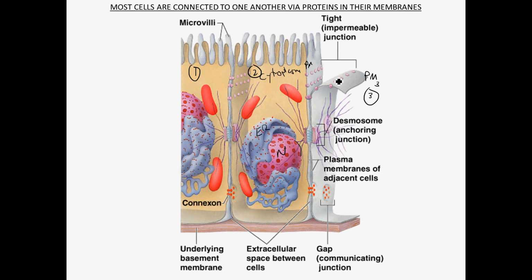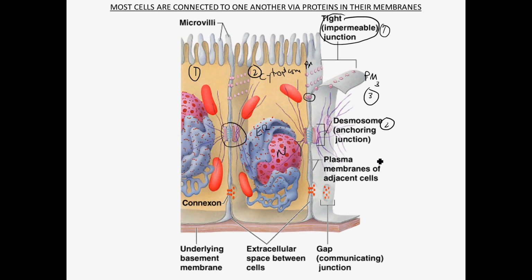So what we're seeing is that these cells are actually held together by proteins, 3 types of proteins. These tight impermeable junctions are like the little proteins that are going to hold this cell to this cell, so cell 2 to cell 3. That's a tight junction right there. That's one type. You also have desmosomes, which are larger proteins that are anchoring cell 2 to cell 3. And here we see a desmosome over here as well.